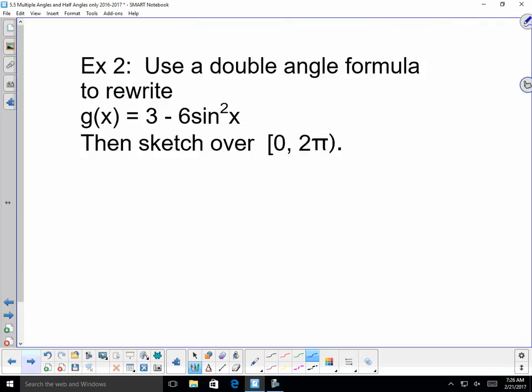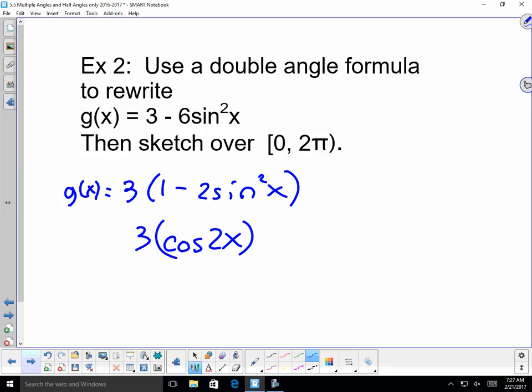Let's take a look at our next problem. It says use a double angle formula to rewrite g of x equaling 3 minus 6 sine squared x, then sketch over the interval 0 to 2 pi. So for this one, let's factor out a 3. So I'm going to have 3 times 1 minus 2 sine squared x. Well, 1 minus 2 sine squared x is really the same as cosine 2x. That's one of our identities for cosine 2x. And so in this case, we're really going to be writing it like this.